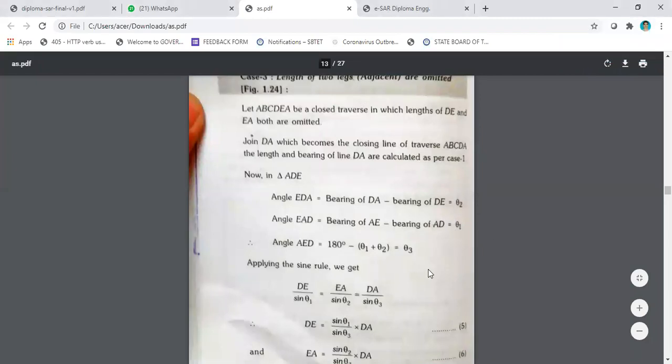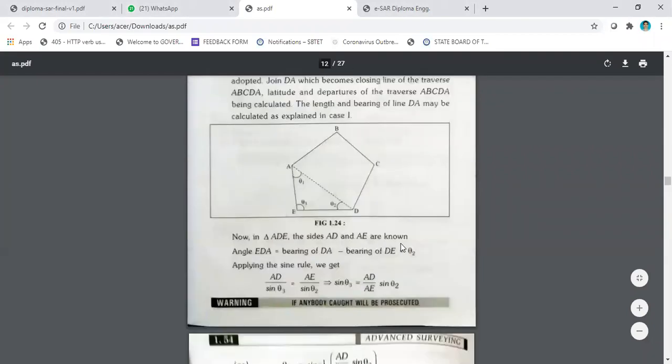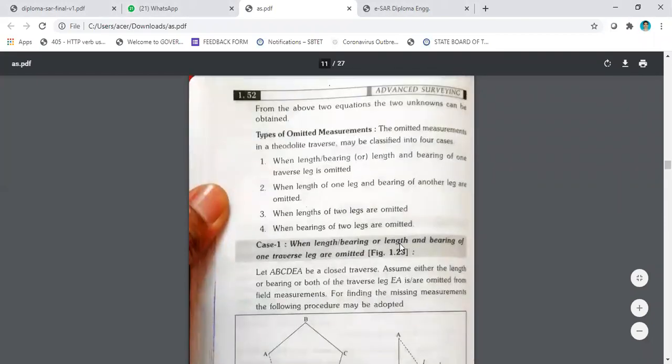Okay, we'll continue with the previous topic. We were discussing omitted measurements, right? We have 4 different cases in omitted measurement. Number 1, when length and bearing of any one leg of the traverse is omitted, that we have already discussed in the last class. The second one, when the length of one leg and bearing of another leg is omitted, was also discussed. And we'll move on to the third case, when the lengths of 2 legs are omitted.